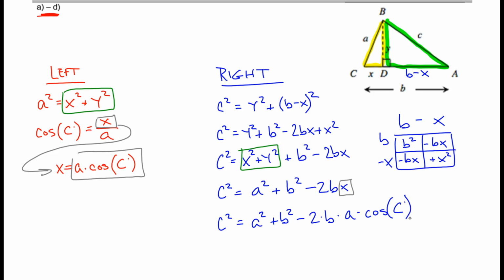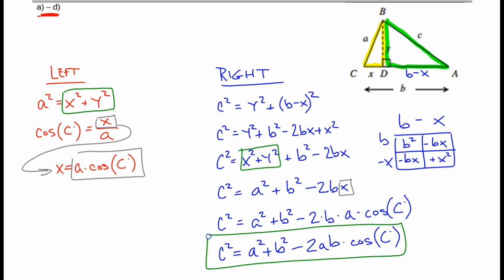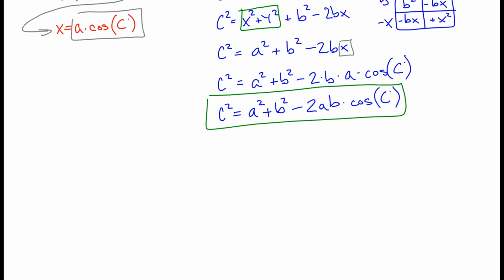Folks, we're almost done. The last thing I'm going to do here is just rewrite it in a more convenient form. C squared equals a squared plus b squared minus 2 times a times b times the cosine of c. Folks, give yourself a little pat on the back, because what you just did, through the help of this video, is you just derived the law of cosines.